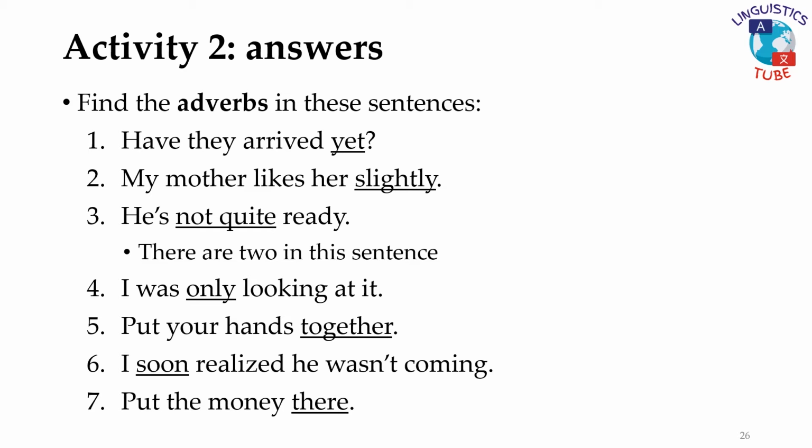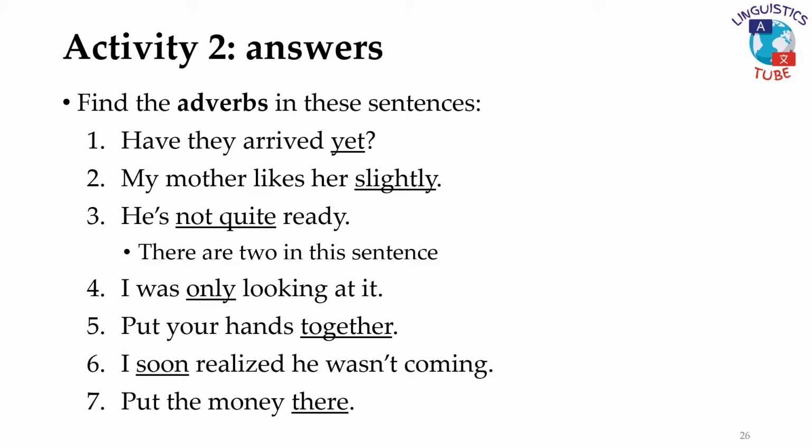And here are the answers. In sentence 1, the adverb modifies the verb arrived, because it gives more detail on the timing of their arrival. In sentence 2, the adverb modifies the verb likes, because it gives more detail on how much the speaker's mother likes her. In sentence 3, which contains 2 adverbs, both not and quite modified the adjective ready, by adding more detail on the amount of readiness.